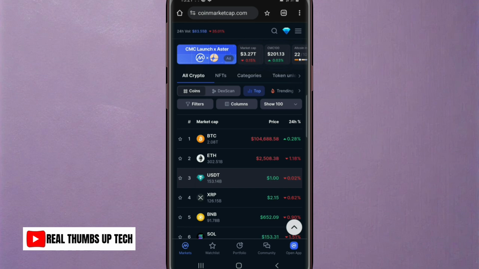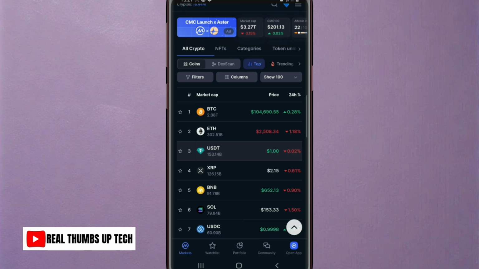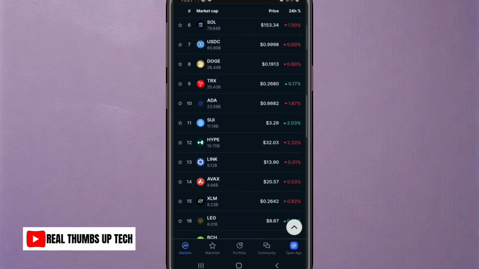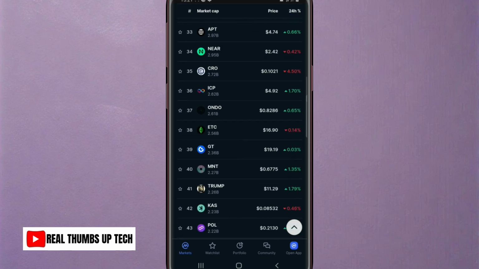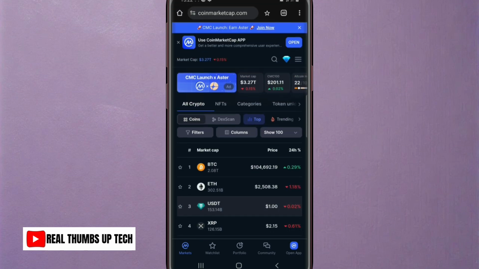So in this case, if you look here, you will see the column for market cap. You see price and you see 24-hour percent. Under BTC, we have about 2.08 trillion as the market cap. Under Ethereum, you see about 302.51 billion. Under USDT, you see about 153.14 billion as its market cap. You see XRP, BNB, and so on and so forth. You see many of them here with their market caps below them. So let's know the relevance of these things to our trade.